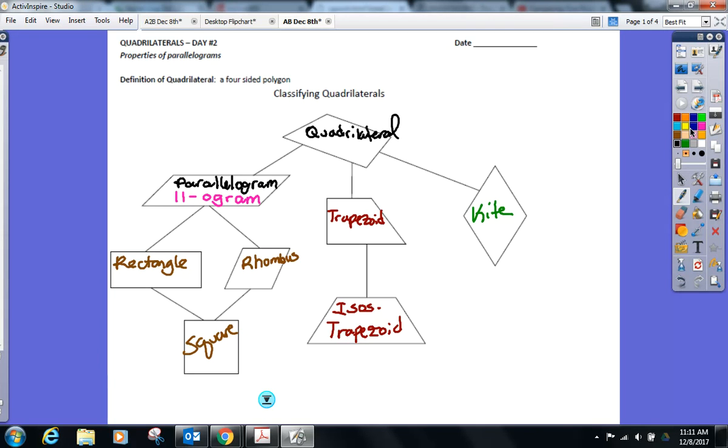Next up, not only are the opposite sides parallel, but they also are congruent. Opposite sides are congruent. So DA congruent to BC, CD congruent to BA.